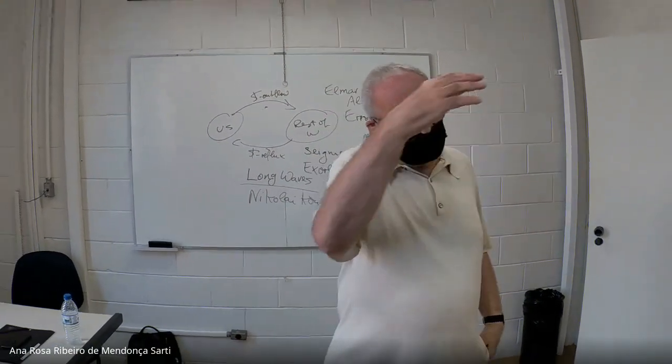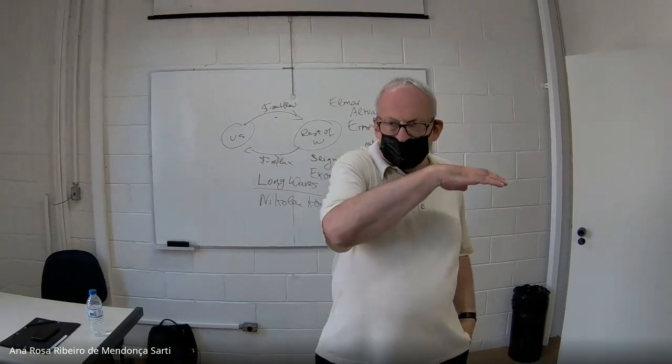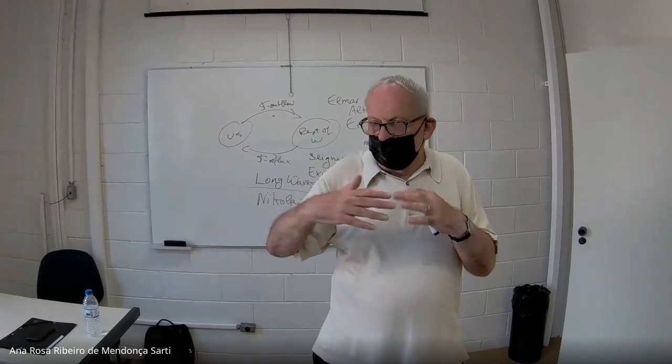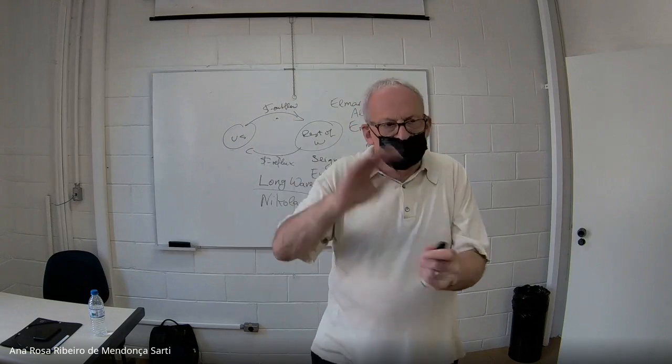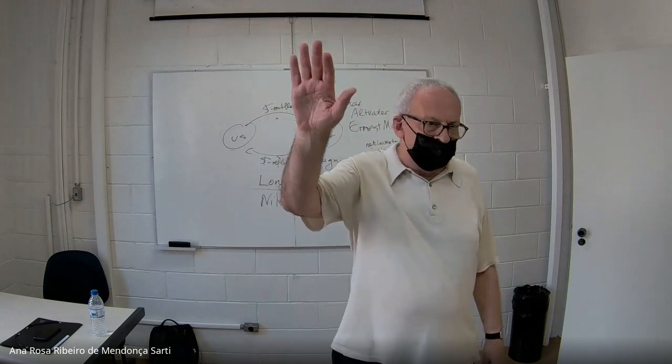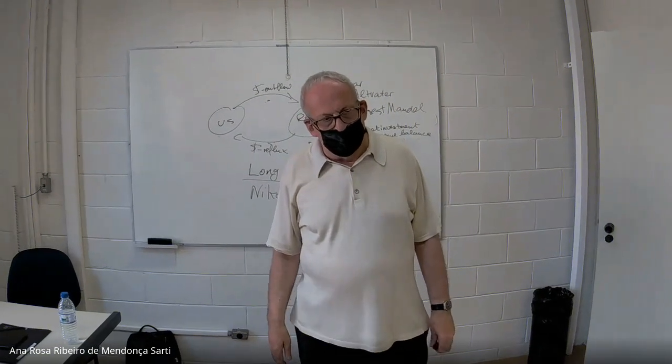So one way to explain the long waves is that you have these periods of boom that then lead to crisis because of falling profit rates. The crisis then creates conditions where the profit rate can go up again. That's the Mandelian view.